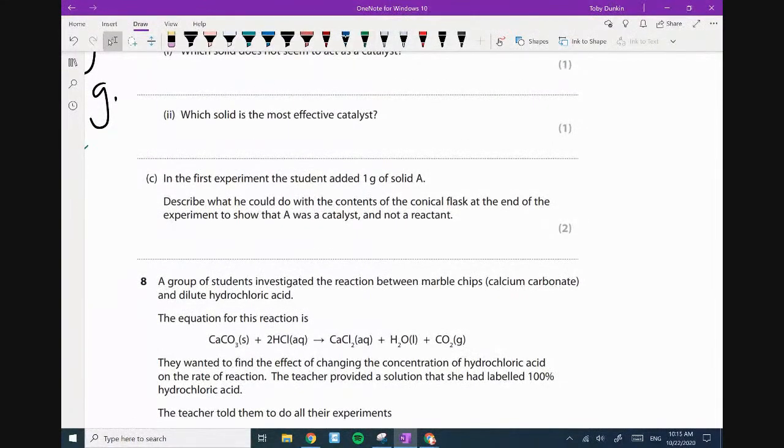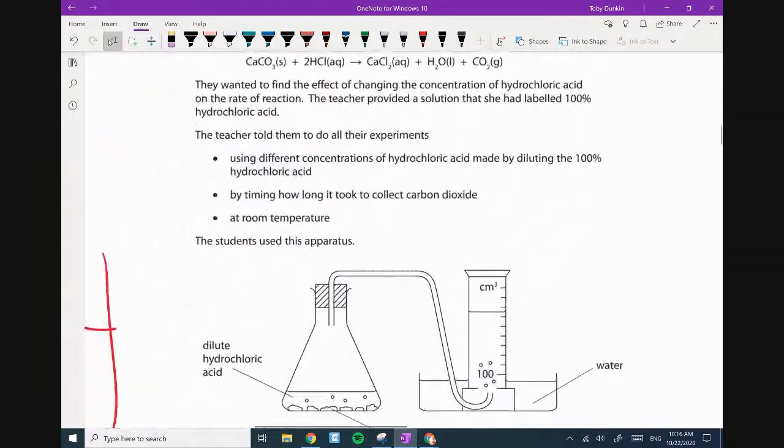Clever, that. In the first experiment, the student added 1 gram of A. Describe what he could do with the contents of the flask at the end of the experiment to show the catalyst was not used up. Weigh it before and weigh it afterwards. It'll still weigh 1 gram.